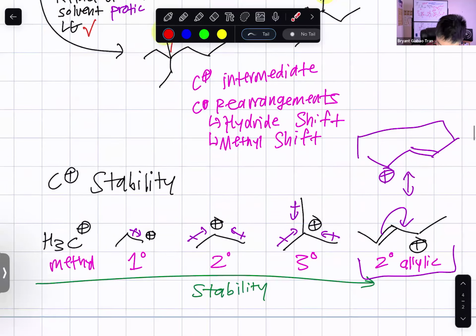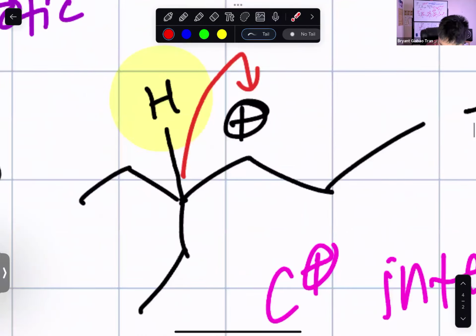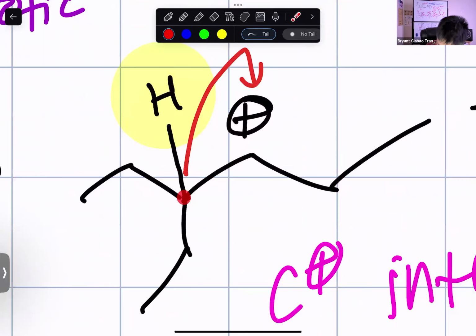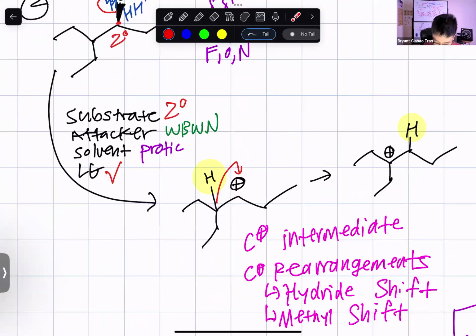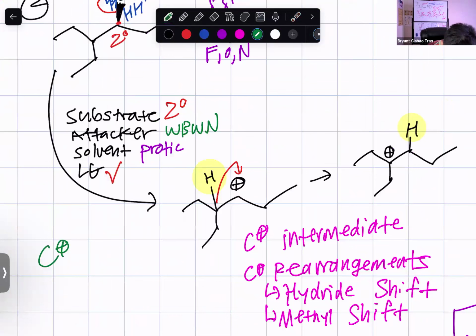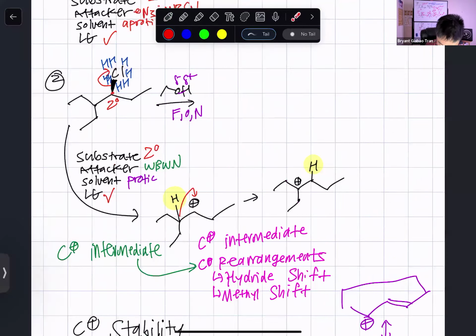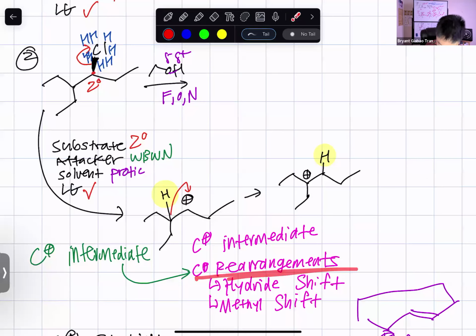But in the examples where the carbocation can become more stable, then that's when you always have to do the shift, the hydride shift or methyl shift, right? So whenever you have a carbocation intermediate, always look out for the sneaky step of carbocation rearrangement. This is the step that most students forget about for SN1 and E1, the carbocation rearrangement step.